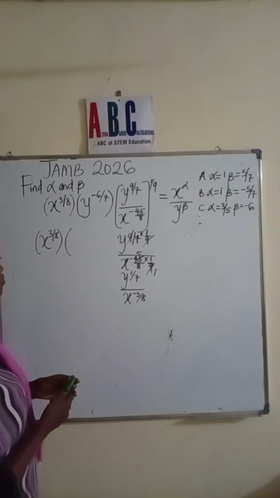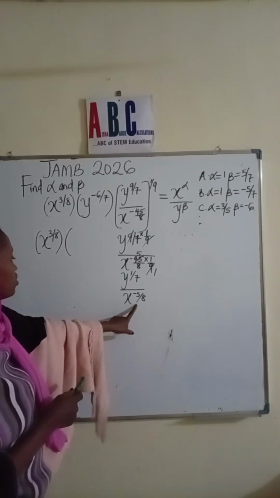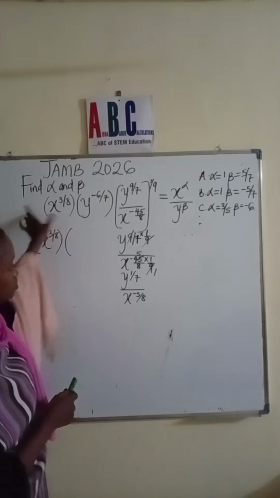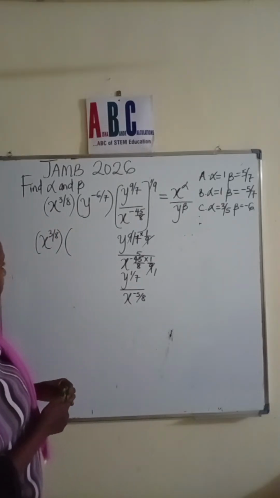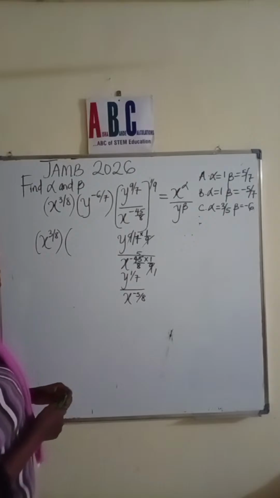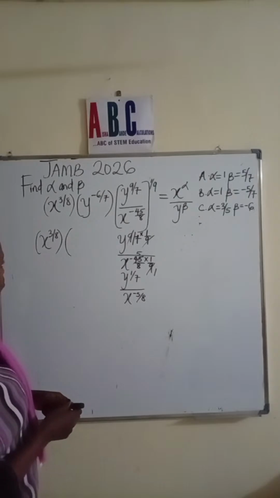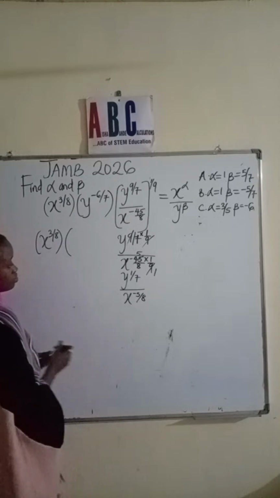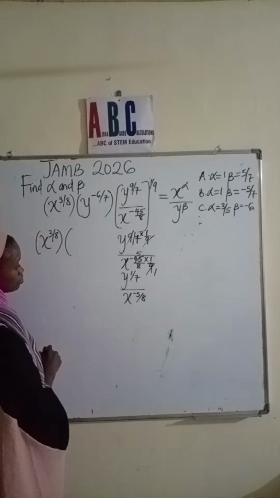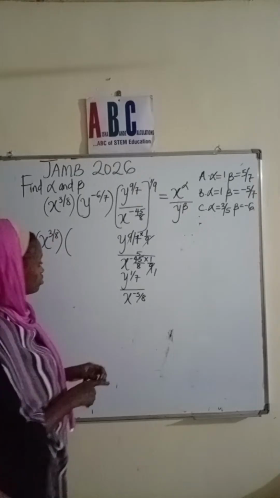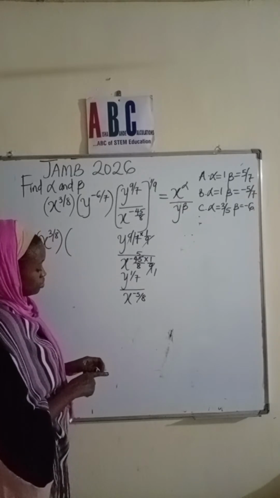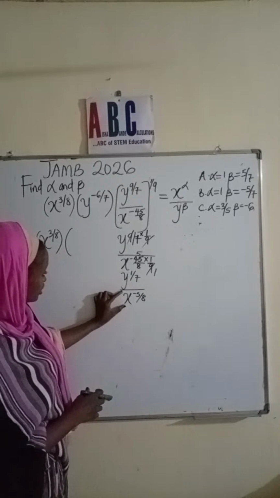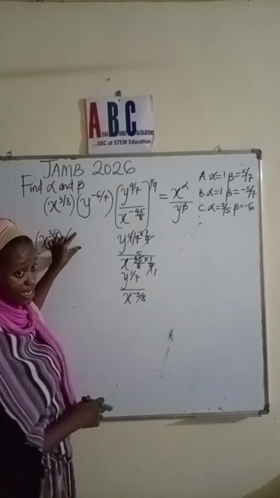So which one is 8 over 5? This one? Here? I thought we are dealing with the left hand side for now. So you mean I should... okay. So this x to the power of minus 5 over 8, you want to bring it here? Is that what you mean?